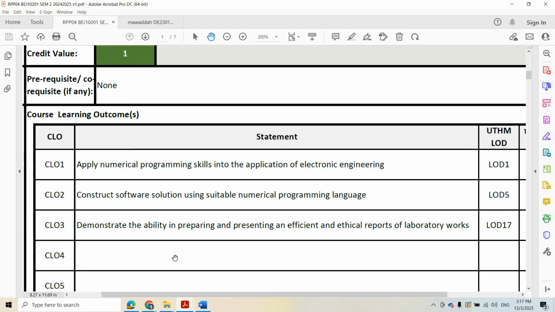The first one is to be able to apply numerical programming skill into the applications of electronic engineering. In electronic engineering, sometimes you will deal with a lot of complex and tedious calculations. It is so difficult to perform the calculations if you want to conduct it in the manual way. So we hope that after you learn this subject, you can use MATLAB to solve the problems and calculations related to electronic engineering.